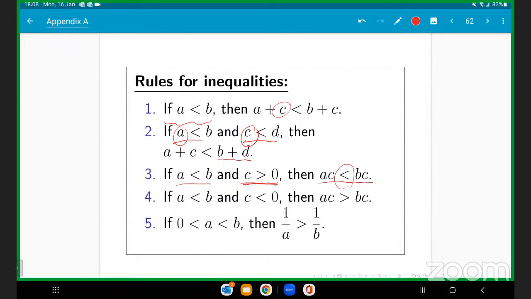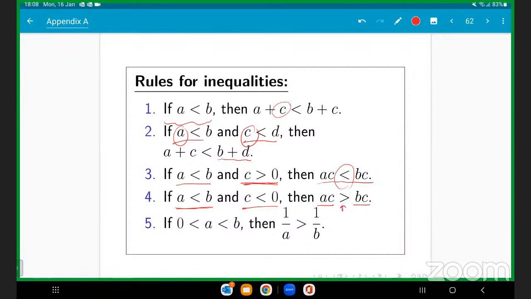On the other hand, if C is a negative number and you perform the same thing by multiplying by C on both sides of the inequality, then as you can see, if A was originally less than B, and because C is a negative number, then AC will be bigger than BC.